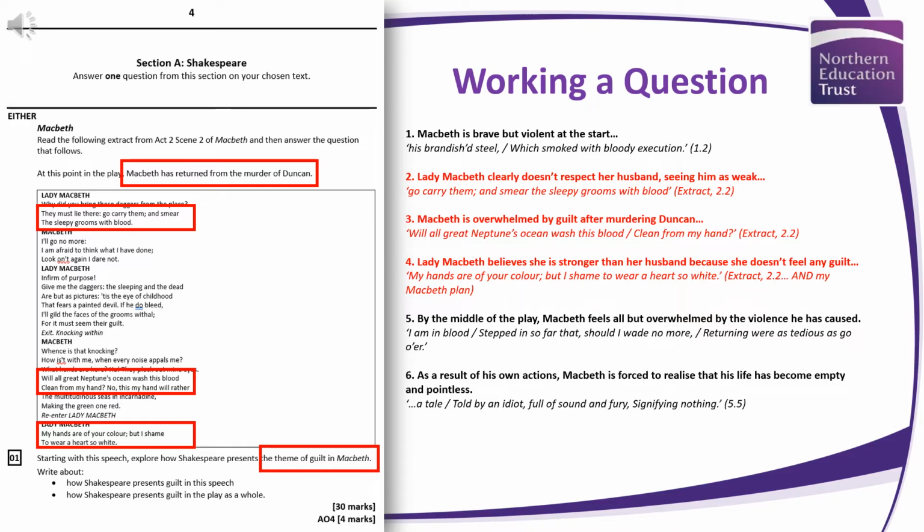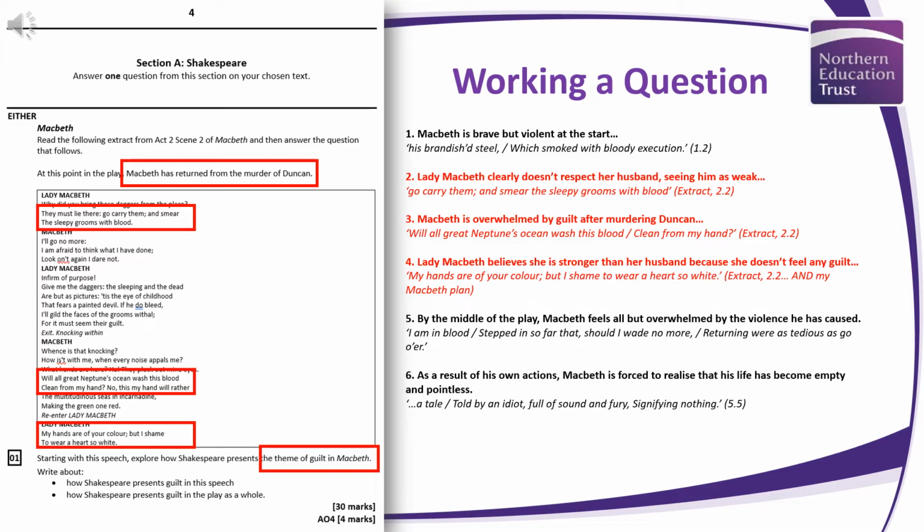Now, I need 2 to 3 quotations from the extract to talk about. You often find that there's something useful at the beginning of the extract, that it started where it does begin for a very particular reason. And also, there's often something very useful at the end of the extract, that they've closed it off at that point again for a reason. And then I might also pick something from the middle. So I could here, for example, talk about Lady Macbeth telling Macbeth to "go carry them and smear the sleepy grooms with blood." I might talk about Macbeth asking, "will all great Neptune's ocean wash this blood clean from my hand?" And for a third one, maybe Lady Macbeth saying that "my hands are of your colour, but I shame to wear a heart so white."